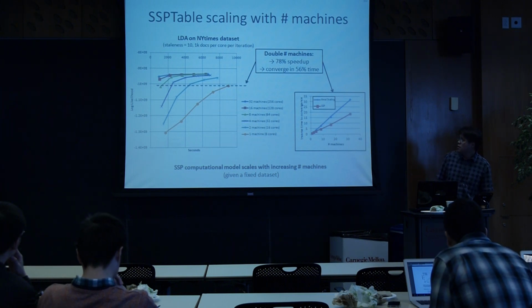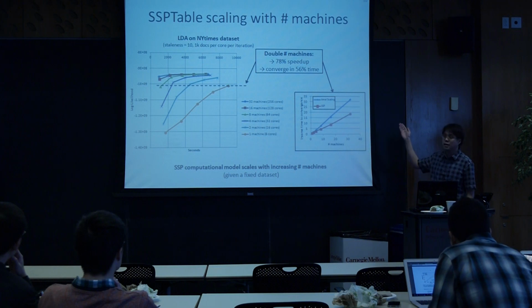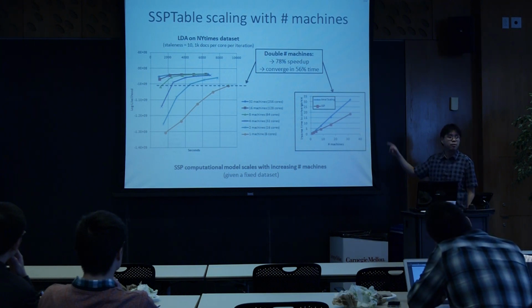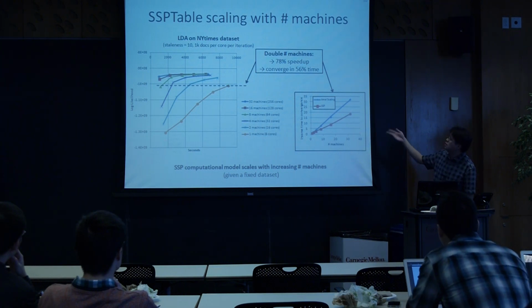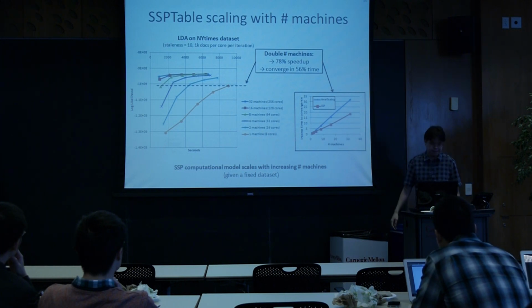So what the graph shows is that the SSP table system scales with increasing number of machines. It scales linearly. The ideal is that slope 1 curve, the blue line. And what we have is a curve whose slope is about 0.8, essentially. That corresponds to the 78% speed up. Right.